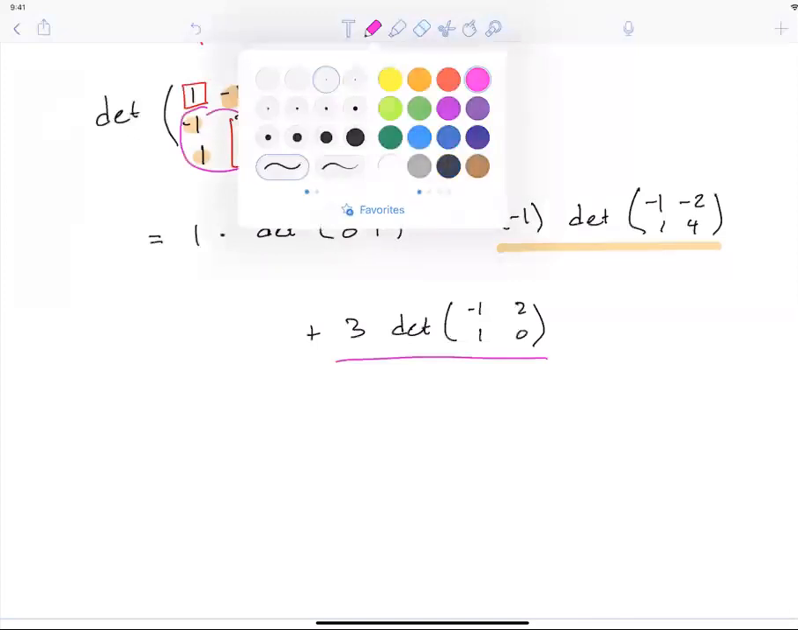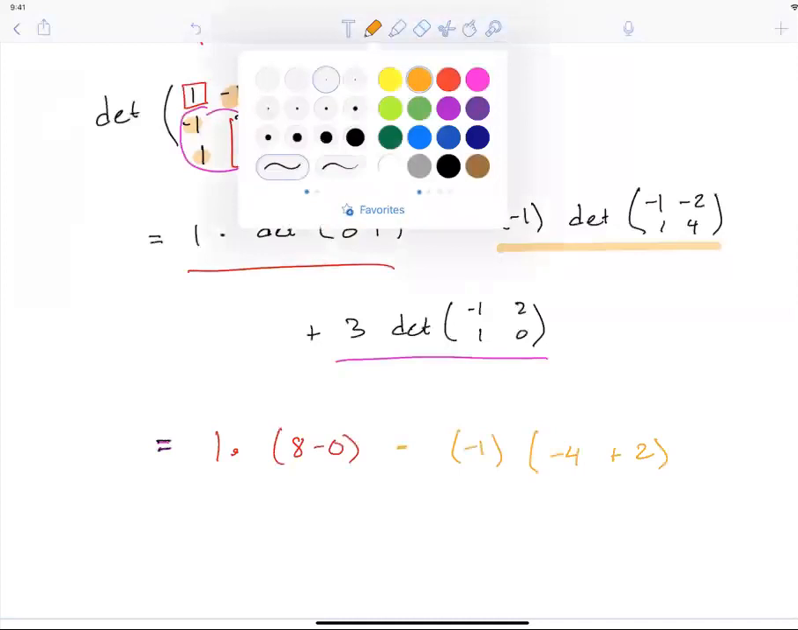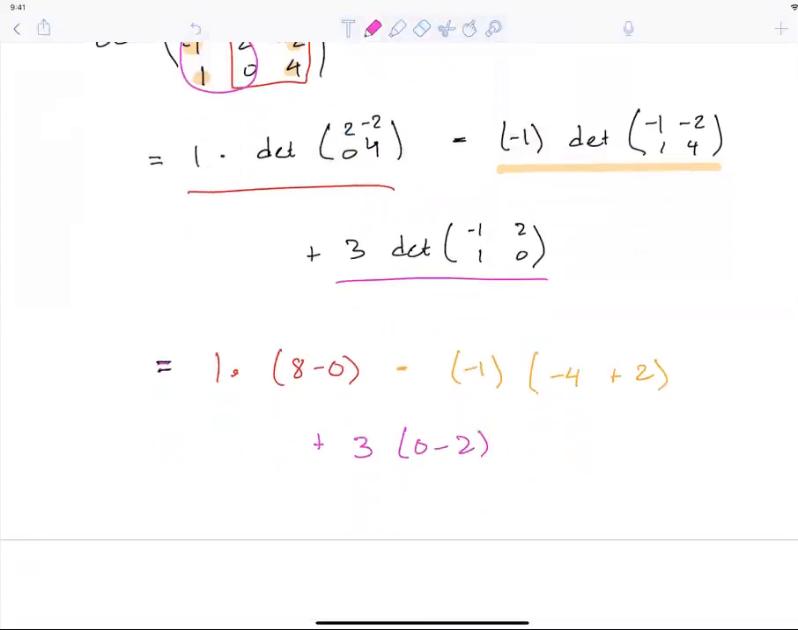All right, so with this one we have 1 times 8 minus 0. Over here, we're going to subtract -1 times -4 plus 2. And then the last one, we're going to add back in 3 times 0 minus 2. And when everything's said and done, we have 8. This is -2, -1, minus. This is -2. And this here is -6. And we get 0.